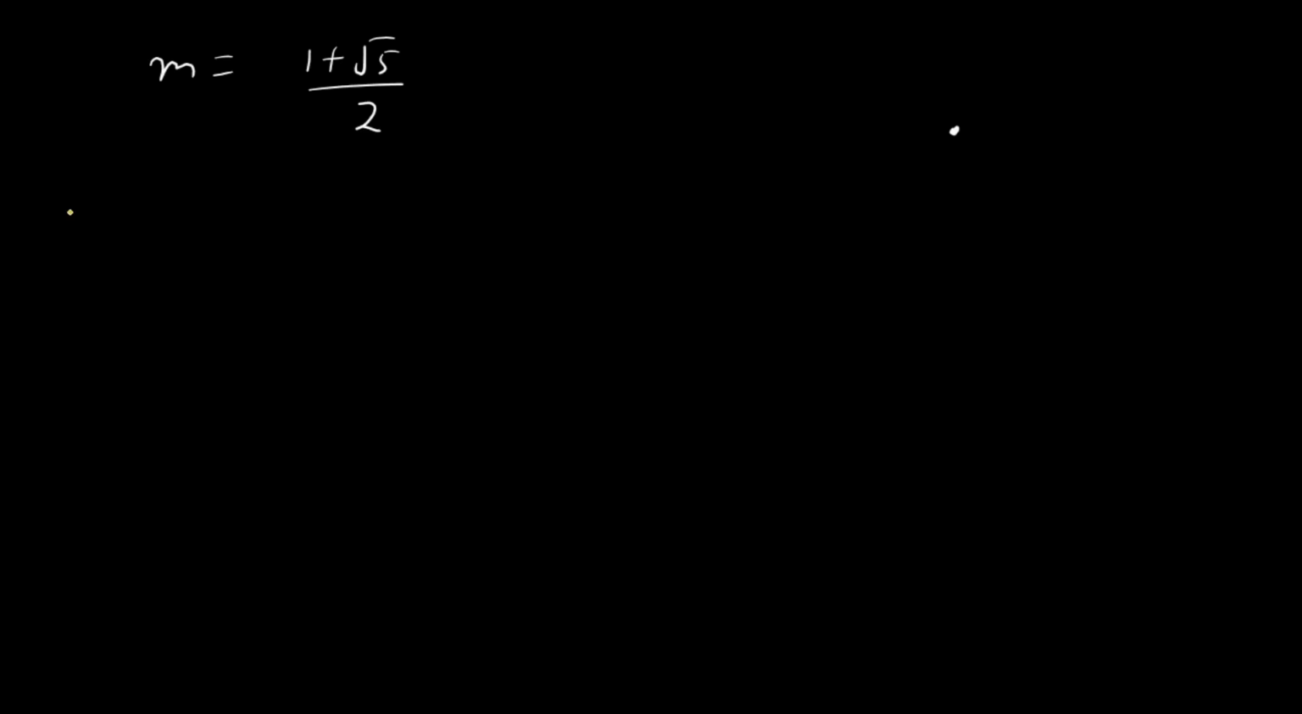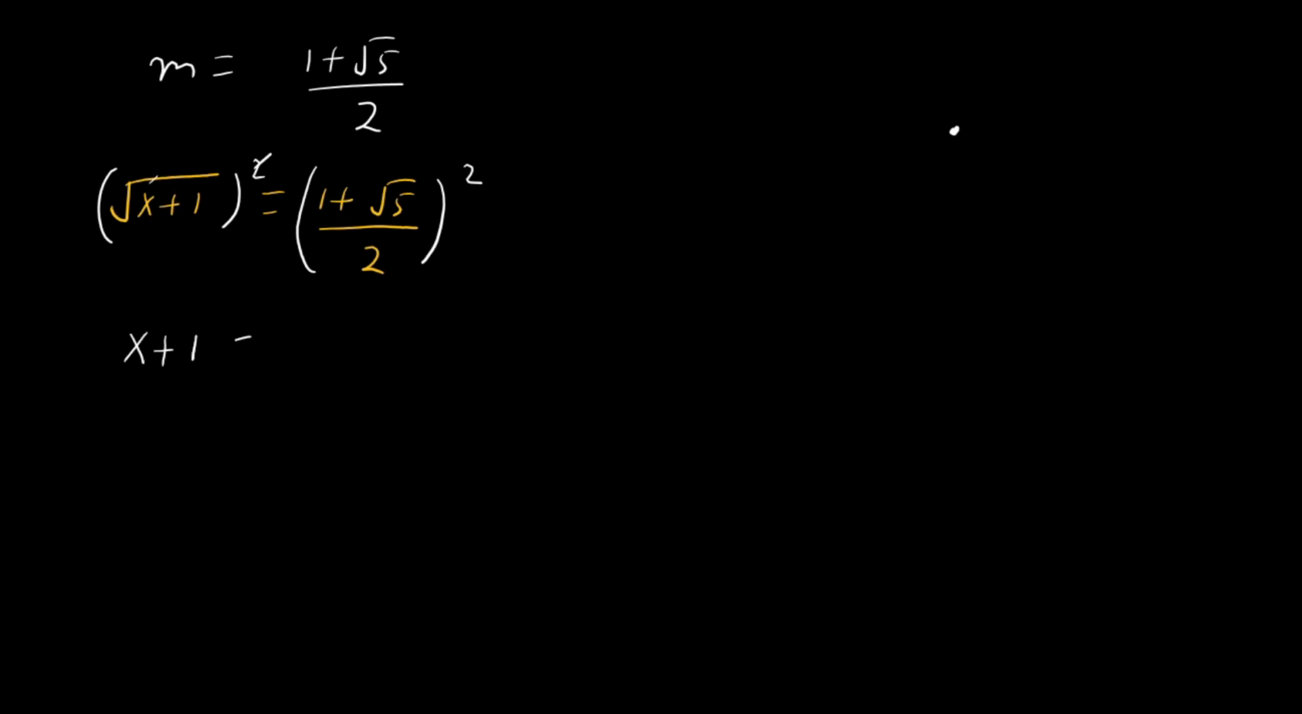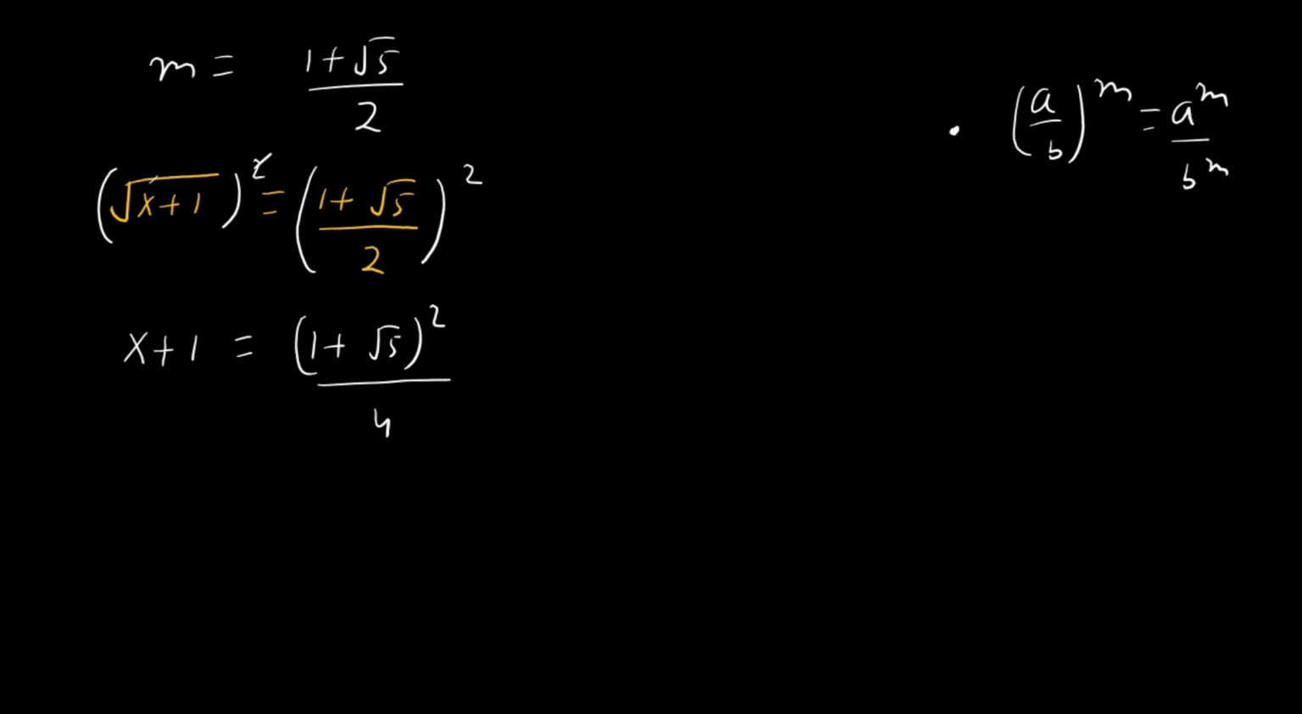Now this m is replaced by square root of x plus 1, which equals 1 plus square root of 5 divided by 2. If we square both sides, then on the left hand side, this square root is cancelled out by this square. Then x plus 1 equals, here we will apply the base and exponent rule: a over b bracket power m equals a power m divided by b power m. If we apply this rule here, then 1 plus square root of 5 bracket power 2 divided by 2 power 2, that is 4.